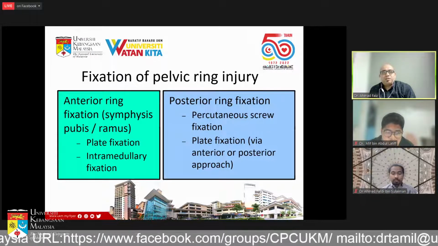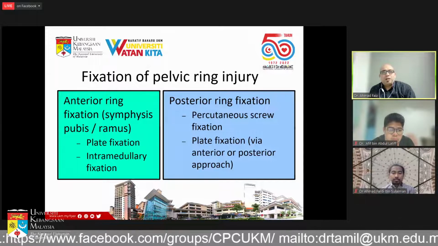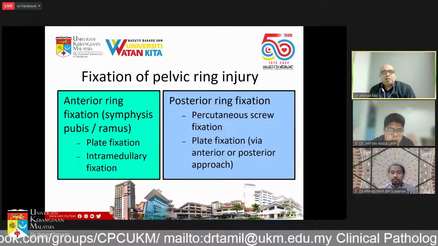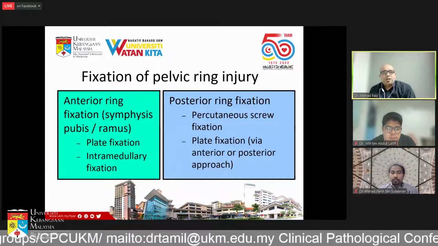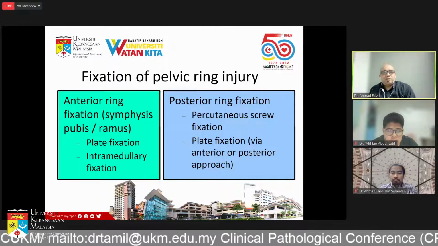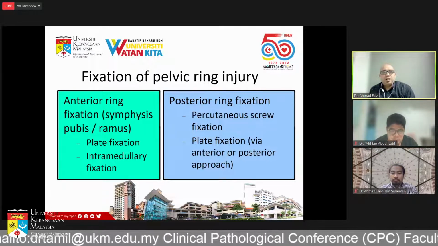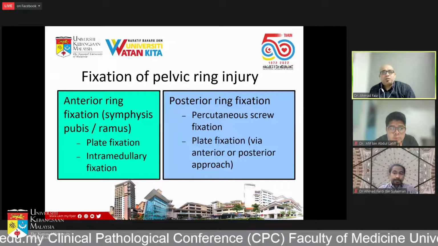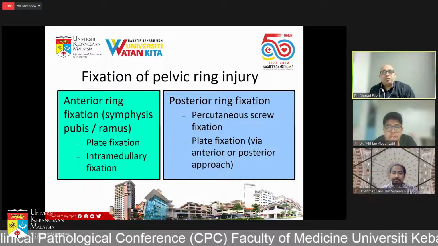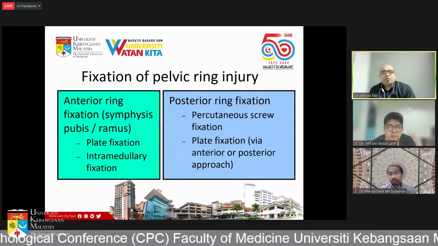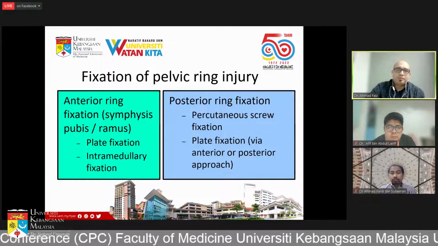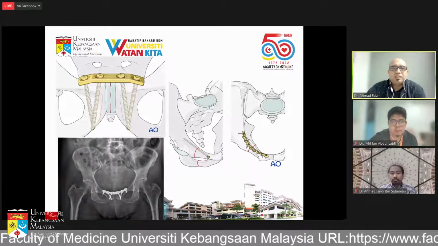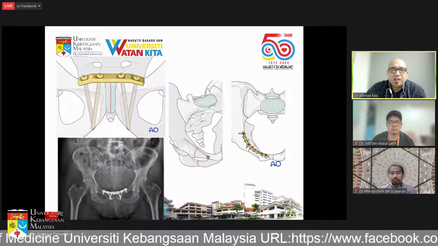So there are a few options in how to fix these injuries. This is basically a definitive fixation. For the anterior ring, there is the option of plate fixation or intramedullary fixation if it involves the ramus. For the posterior ring fixation, it can be done percutaneously via a screw, and also plate fixation, which is done via an anterior or even a posterior approach. So this is an example of a definitive fixation of the pelvic ring injury.